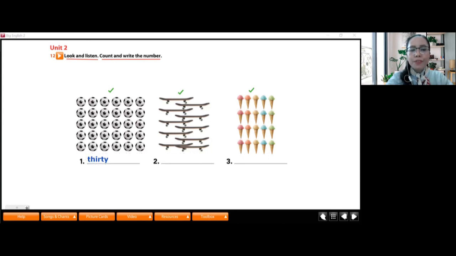How many skateboards are there? 10. Yes. Good. How many ice creams are there? 20. Nice. You can do this job.